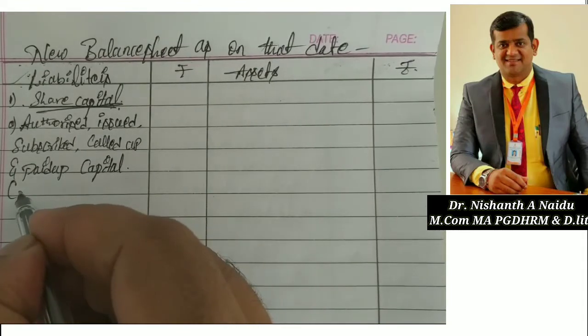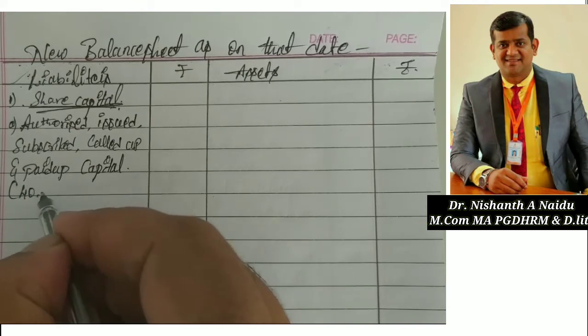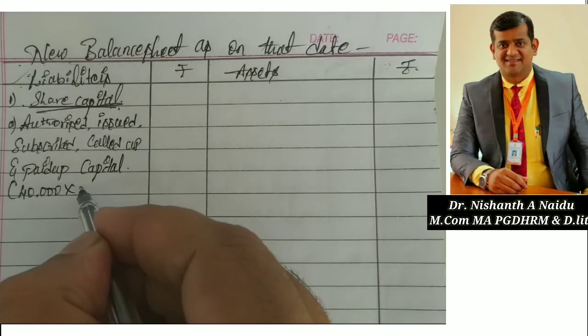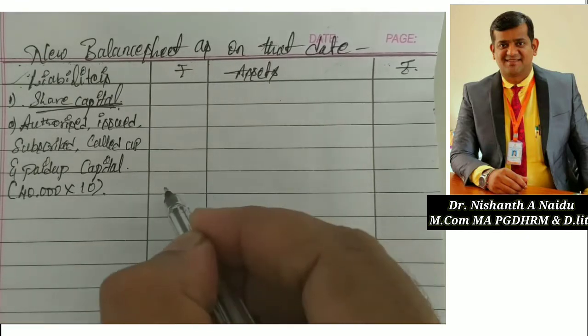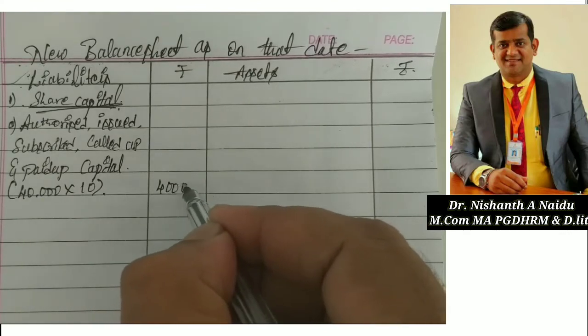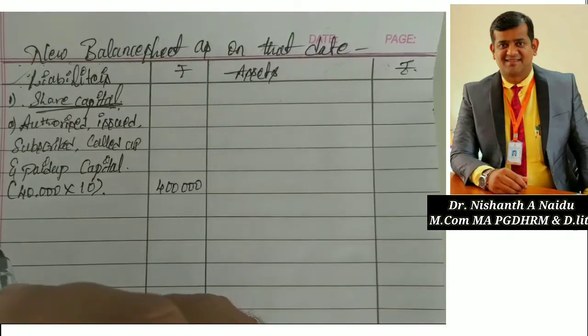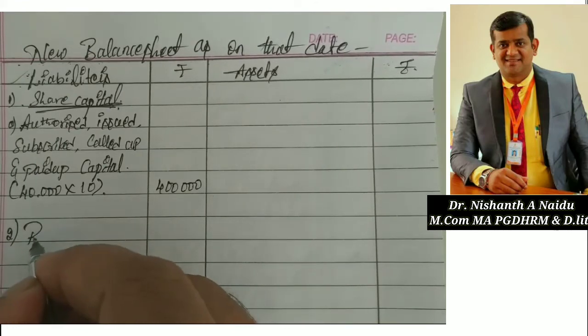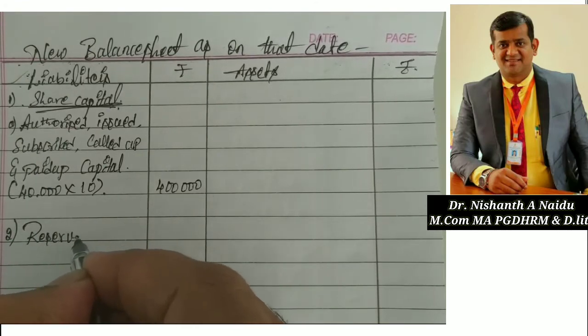So open the bracket and write. What is the number of shares issued by the company? Invited application on prospectus for 40,000 shares. What is the face value? 10 rupees. So 40,000 into 10, how much? 4 lakh rupees.